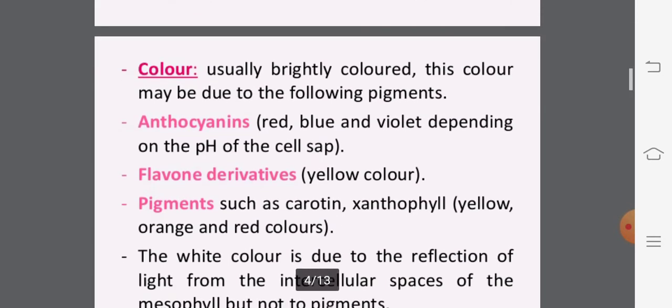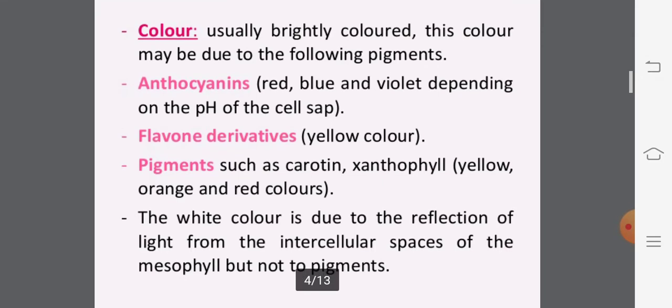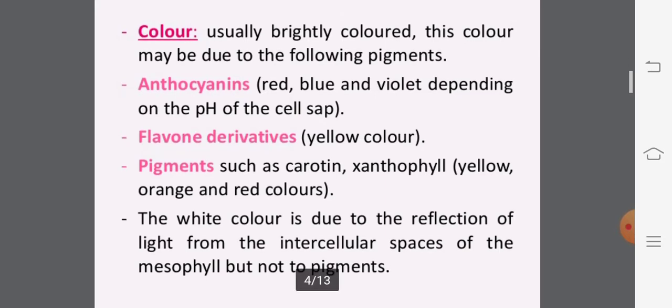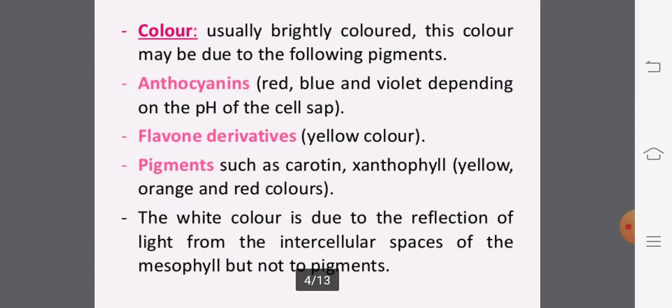Secondly, regarding colors, we know the different colors are generally due to pigments. Red color is due to anthocyanin, and the same pigment gives blue and violet depending on the pH of the cell sap.